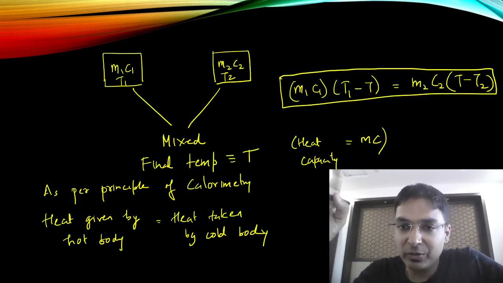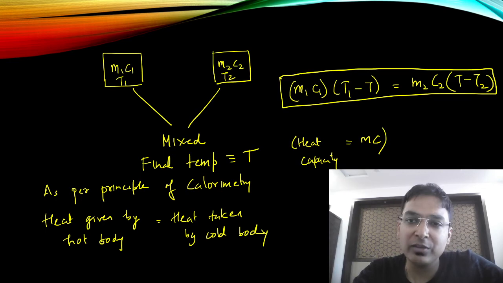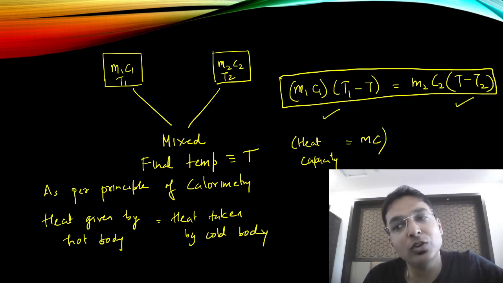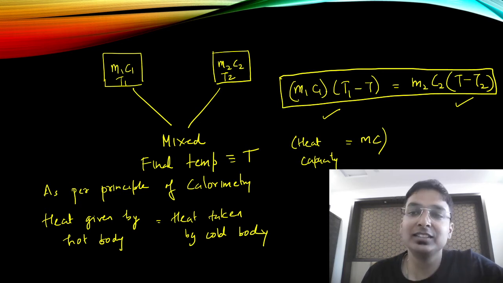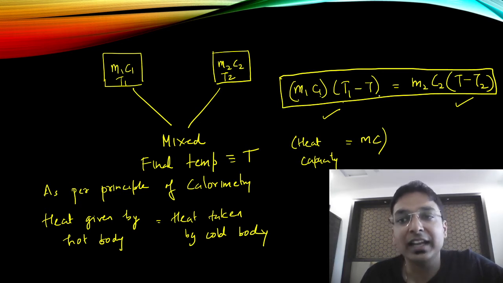Now we move to calorimetry. Okay, guys, so what is the principle of calorimetry? Very simple. The heat given by the hot body is equal to the heat taken by the cold body. M is the mass, C is the specific heat. Over here, delta T is the change in temperature. So this is T1 minus T, and over here it will be T minus T2.